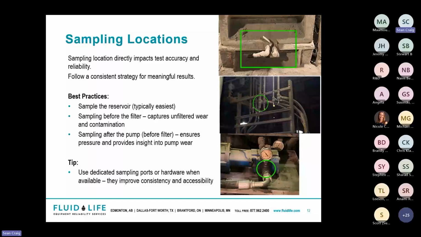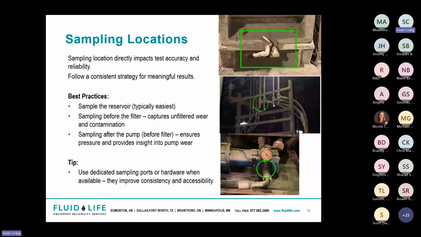The second point: whenever possible, sample before the filter. This is important because the filter removes wear particles and contaminants, exactly the things you want to know about when testing. Sampling before the filter gives you a truer picture of what's circulating in the system. This may contradict the first point, because usually the filter is before the reservoir, and things get filtered before they come back into the reservoir.